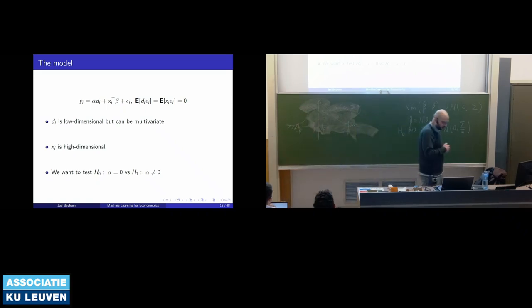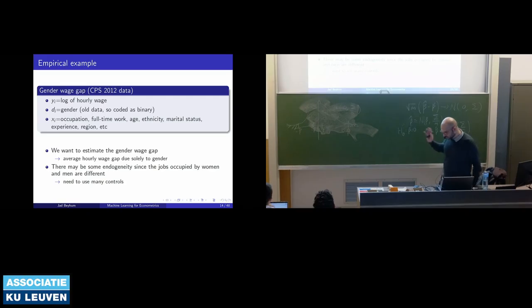And we want to test alpha is equal to 0. Here I give you a second example. So the first example was education. The second example is a gender wage gap. So suppose you want to estimate the gender wage gap.